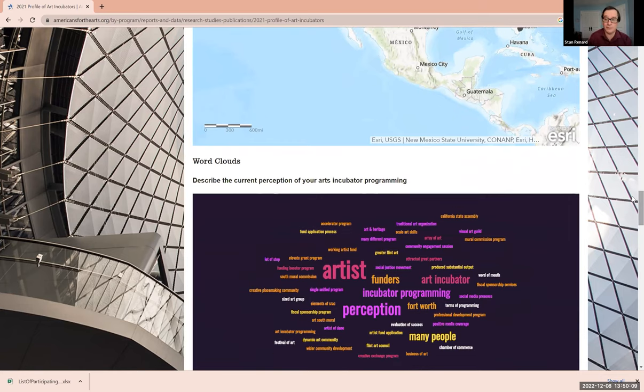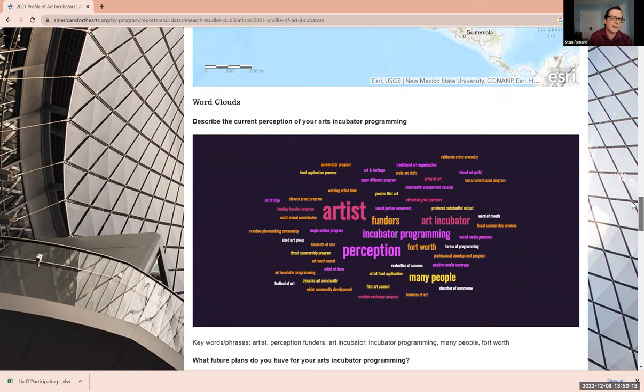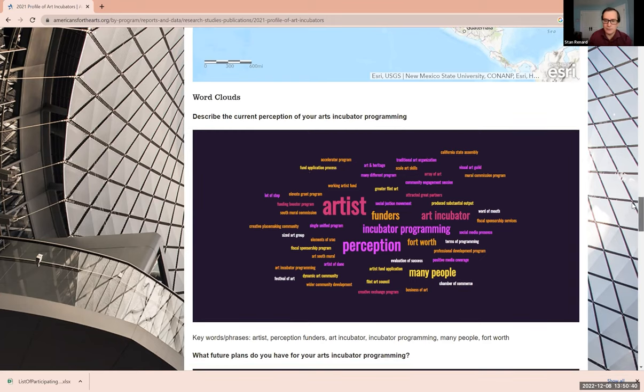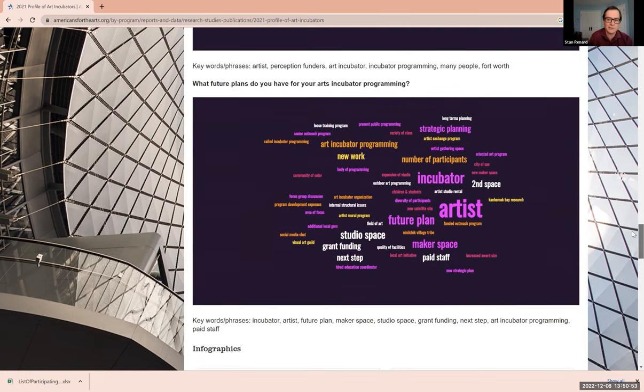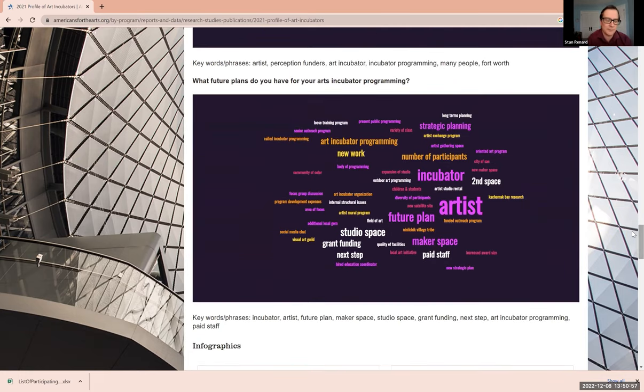Okay. We also had a couple of word clouds because we wanted to have a sense of the perception of the arts incubator, what was the reception from participants? We wanted to say, what do folks usually say about arts incubation programming? That comes again from the raw results that you have access to on this page. But sometimes those were entire sentences or descriptives. And so we wanted to show how the incubators actually perceive themselves, the work that they produce, and then what their future plans were.